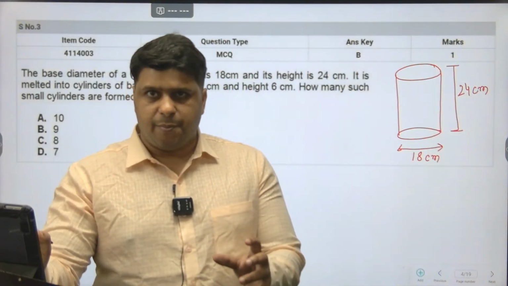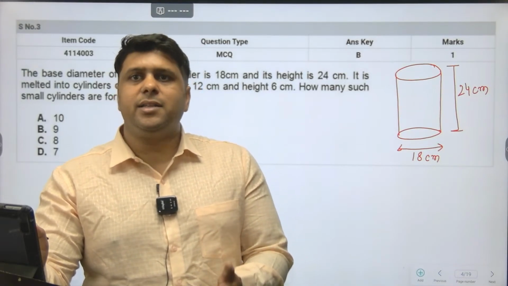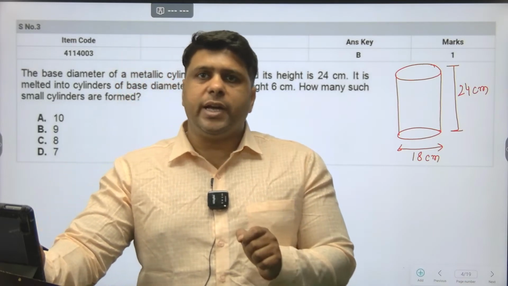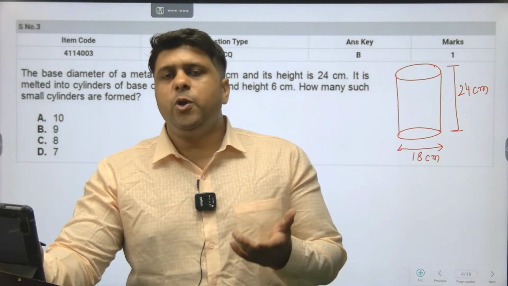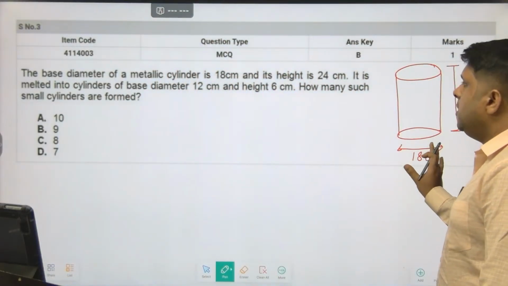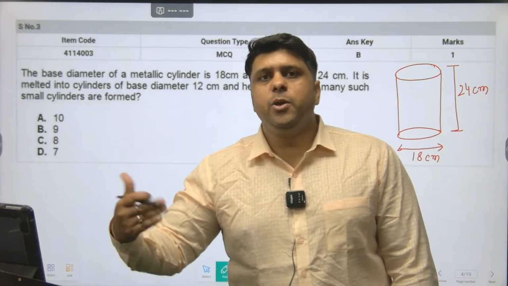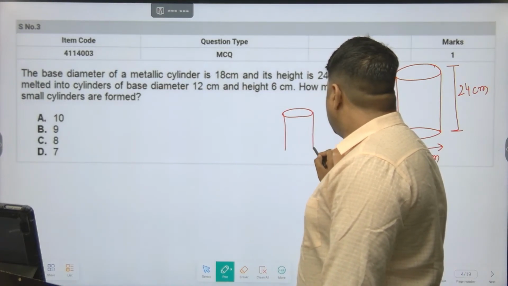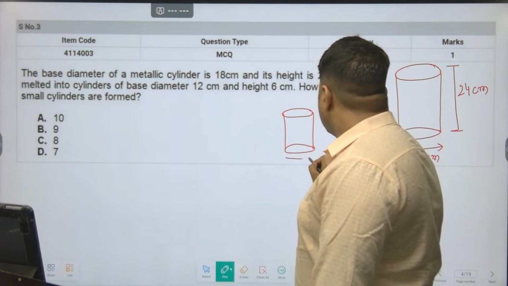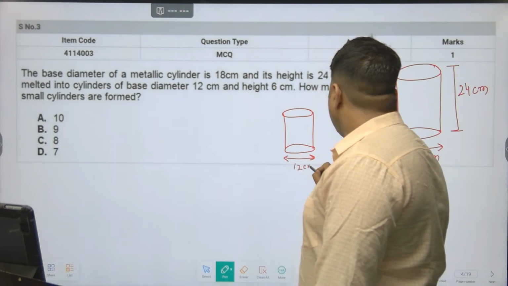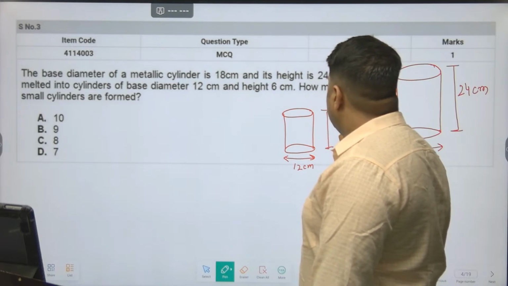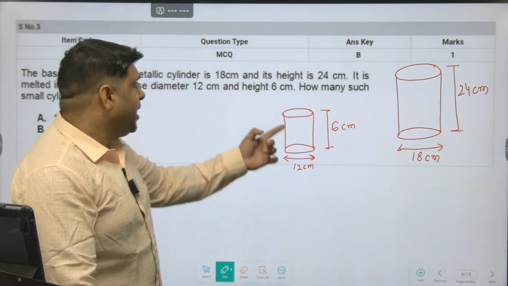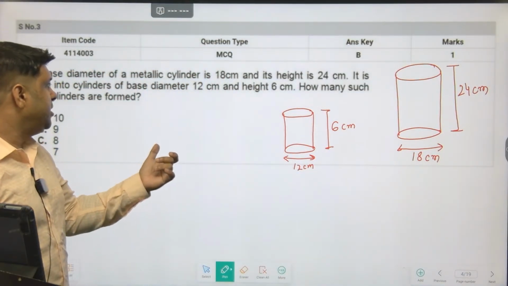Now they are melting it, and from the melt they are going to make new cylinders. The only thing you should know is that the volume is going to stay constant. So volume is not changing. Whatever the volume I am having here, from that volume I am going to make new cylinders. The new cylinders which I am making have diameter 12 centimeter and height 6 centimeter. Now they are asking how many such small cylinders can be formed.